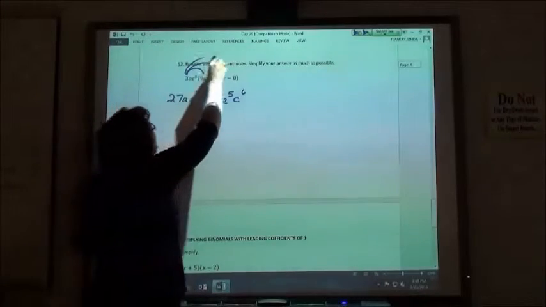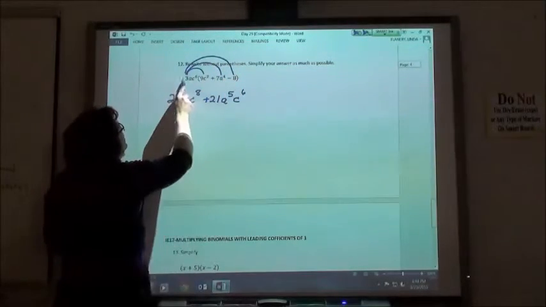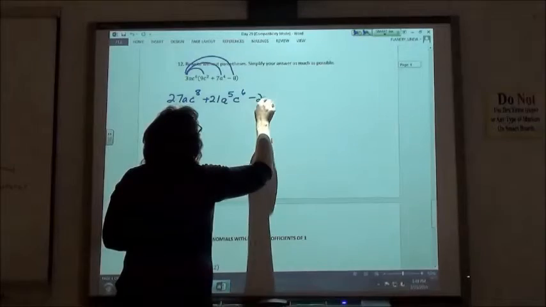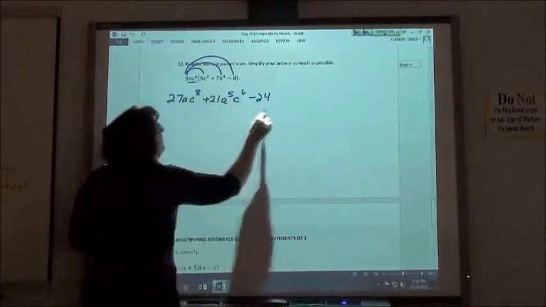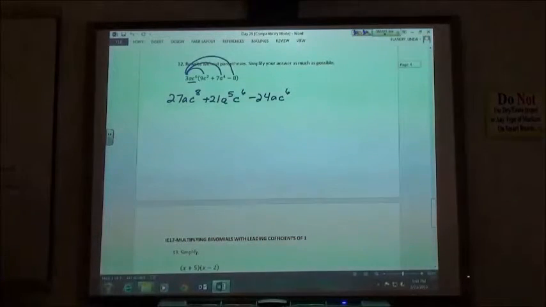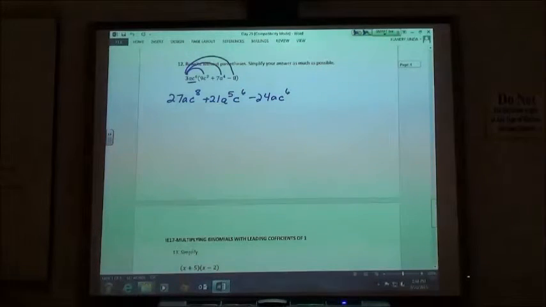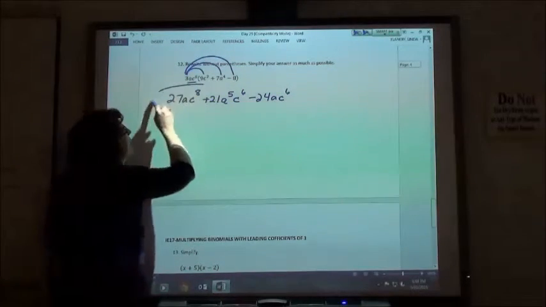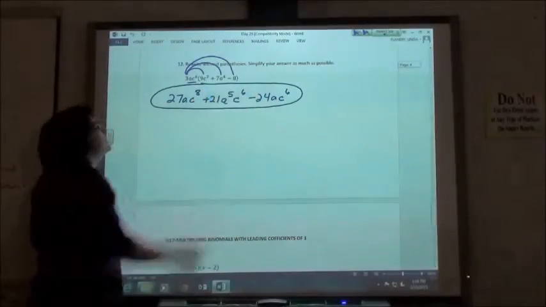And then 3ac to the 6th times negative 8. 3 times negative 8 would be minus 24, but I still have the ac to the 6th. So 27ac to the 8th plus 21a to the 5th c to the 6th minus 24ac to the 6th.